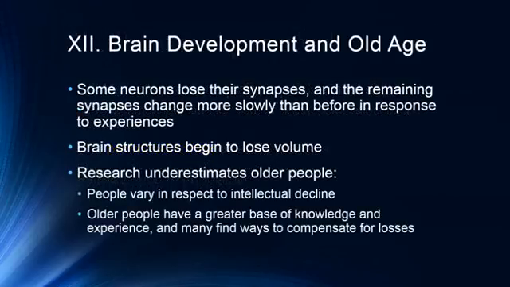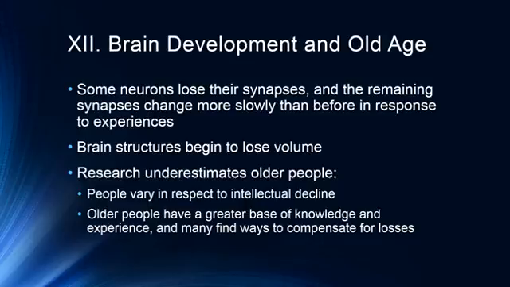Final note, and we'll talk more about this later on in the term: some neurons start to lose their synapses, and the remaining synapses change more slowly than before in response to experiences. This is part of our aging experience. As we get into each functional part of the brain, we'll start to look at how aging affects each of these functions. So brain structures begin to lose volume.